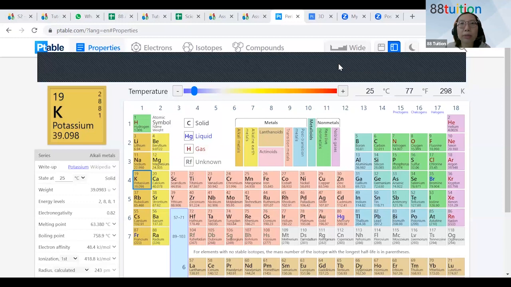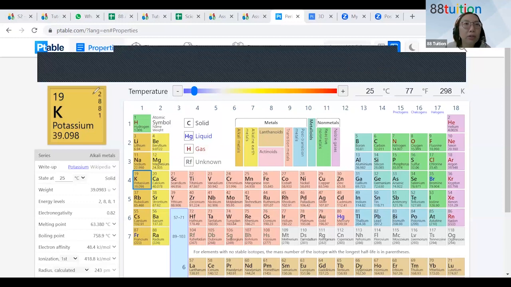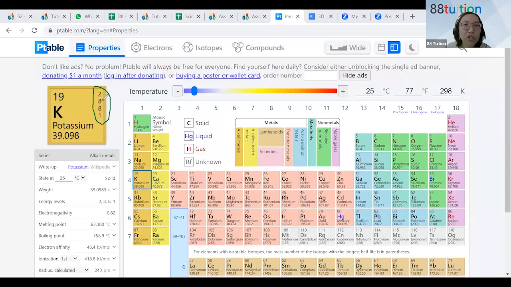Annotate. Let me see if I can annotate here. So can you see 2, 8, 8, 1? All right, 2 electrons in first shell, 8 electrons in second shell, 8 electrons in third shell, and 1 electron in the last shell, valence shell. Valence shell means last shell.